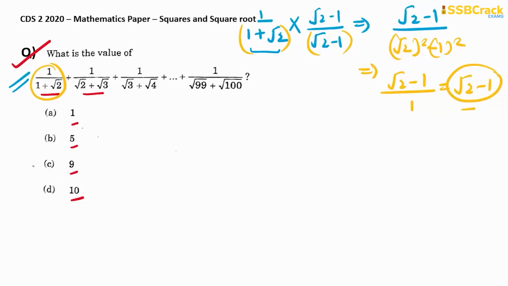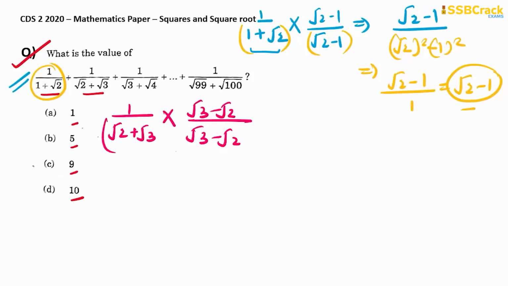Similarly, we can take the second term, which is 1 upon (root 2 plus root 3). Now again we can do the rationalization. So it will be multiplied by (root 3 minus root 2) upon (root 3 minus root 2). So again in the denominator it will be (a plus b) into (a minus b), and root 3 square minus root 2 square is 1 itself. So it will be equal to root 3 minus root 2. Okay. Similarly, the third term, that is 1 over (root 3 plus root 4), will be equal to root 4 minus root 3. Okay.